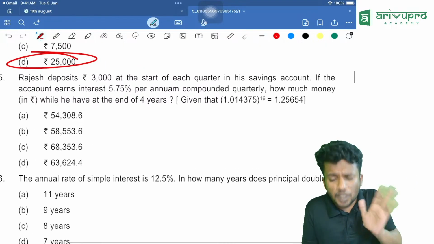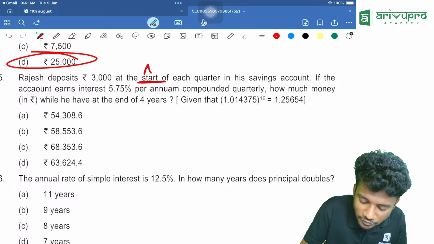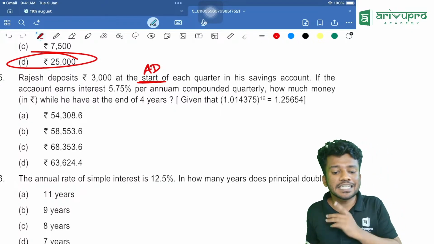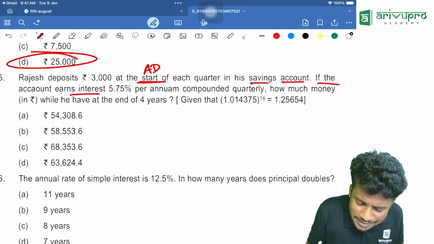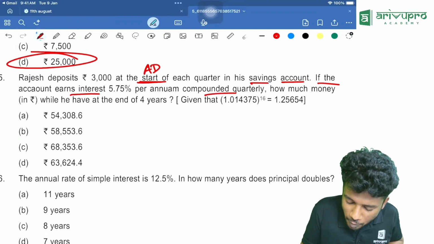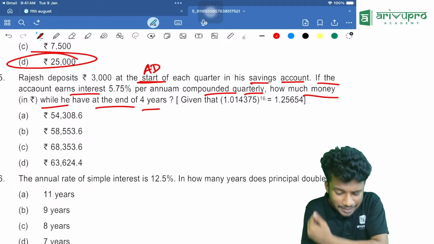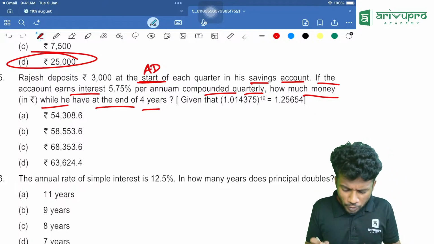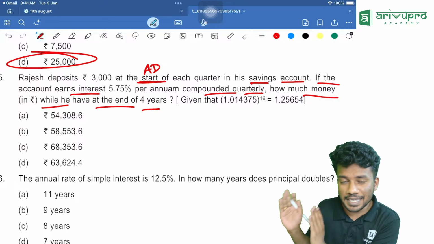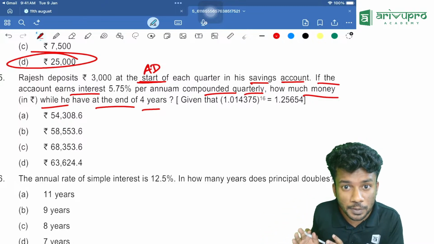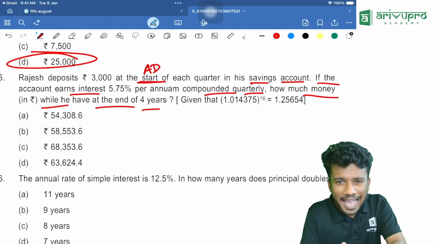Now, Rajesh deposits 3,000 at the start of each quarter. Start means we need to find annuity due, okay, annuity immediate or annuity due. In a savings account, if the account earns 5.75 percent per annum compounded quarterly, how much money will he have at the end of 4 years? Another direct question, people. Do you know how to find annuity, I mean, annuity regular and annuity due? Annuity regular means towards the end of the month or end of the period. Annuity due means beginning of the month or from today, urgently, everything comes under annuity due or annuity immediate.